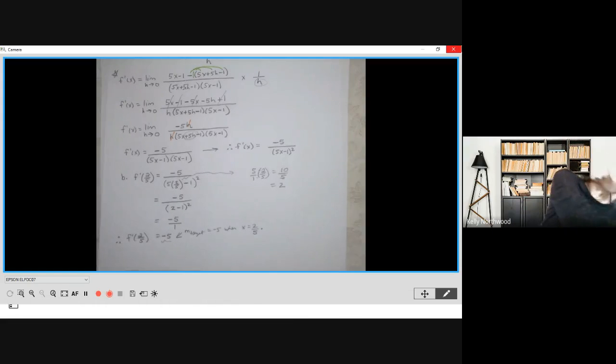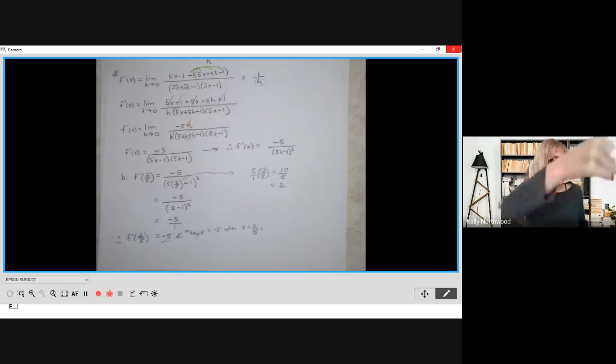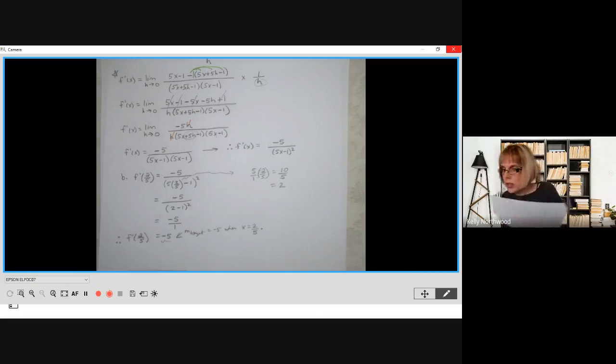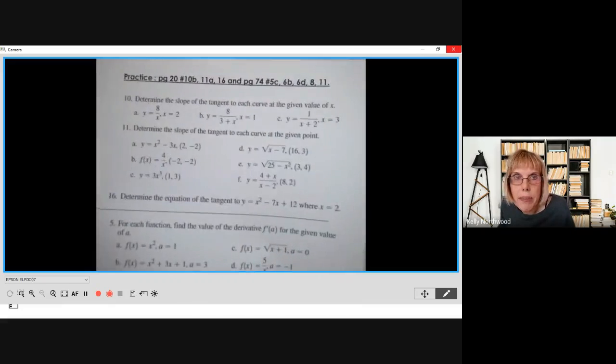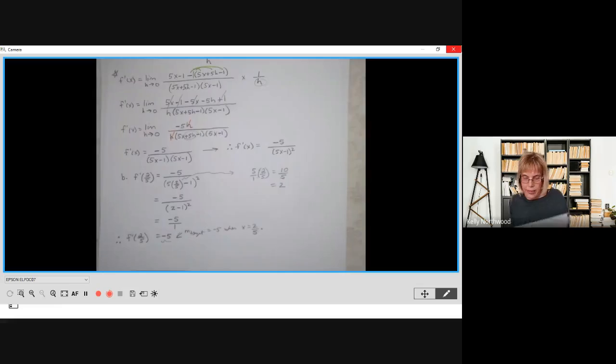And that is the lesson. So I use the textbook for practice questions. And you'll see that here. I've just taken them, snipped them from the book, and then I have answers at the bottom, and I'll post solutions.